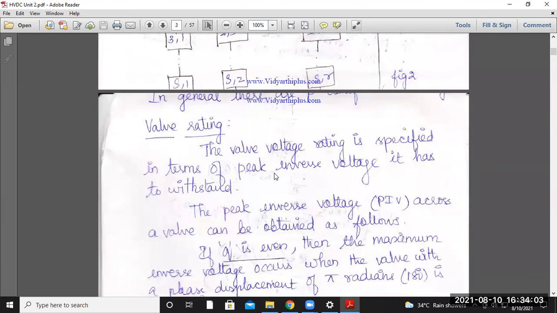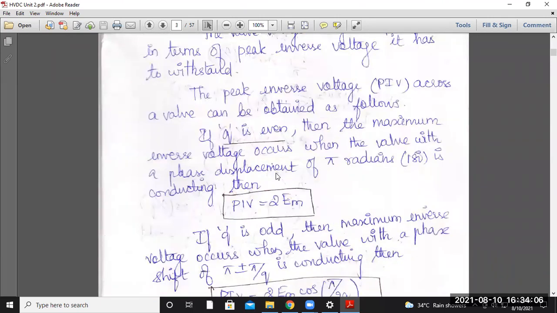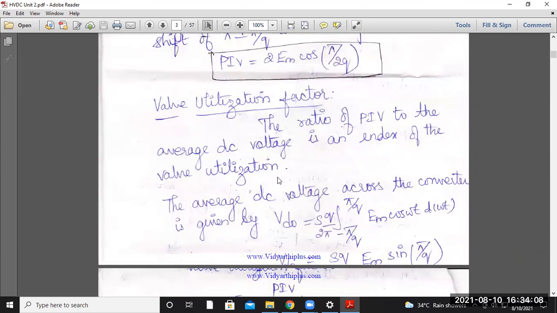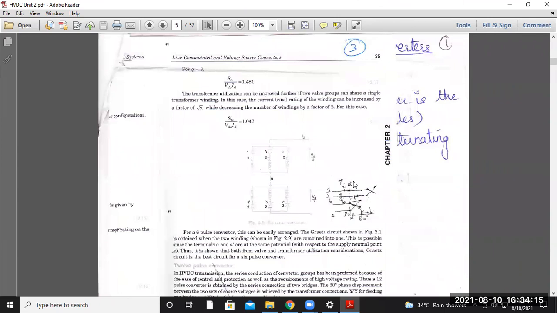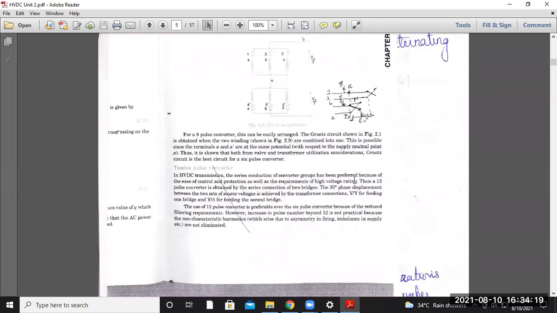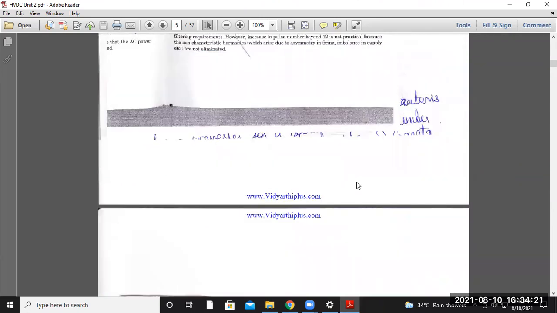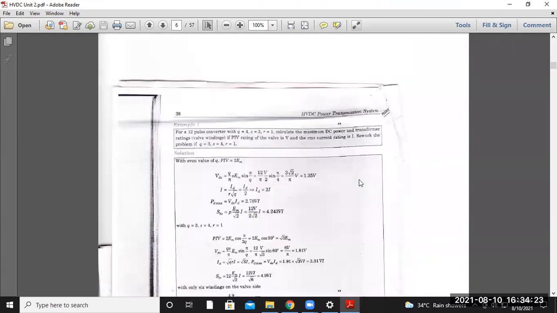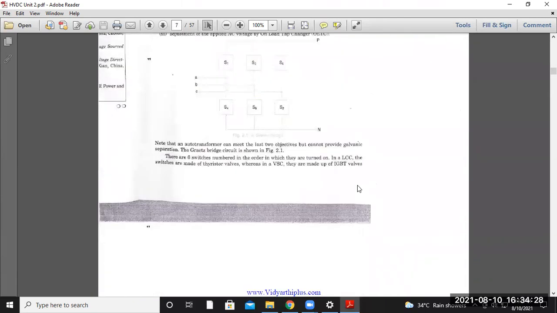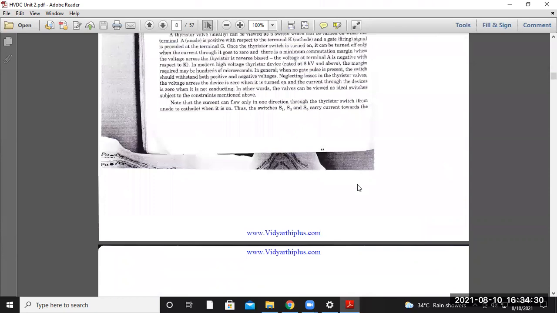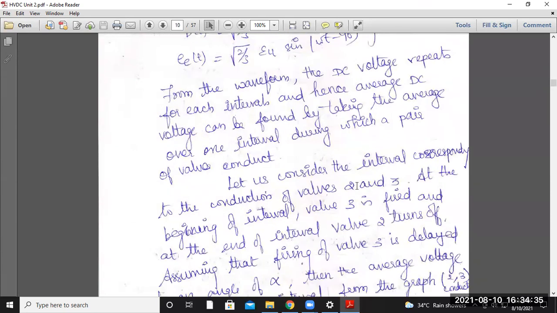So, this is our last class of this semester. We will proceed with the last topic of this chapter, that is, the characteristics of the six pulse converter. We will study the characteristics of the six pulse converter. Then we will see the range of values of mu, then gamma, and then delta. That is the main function.